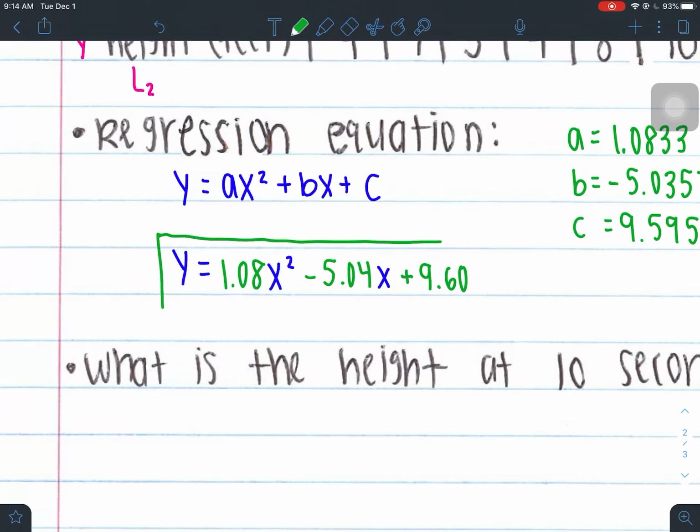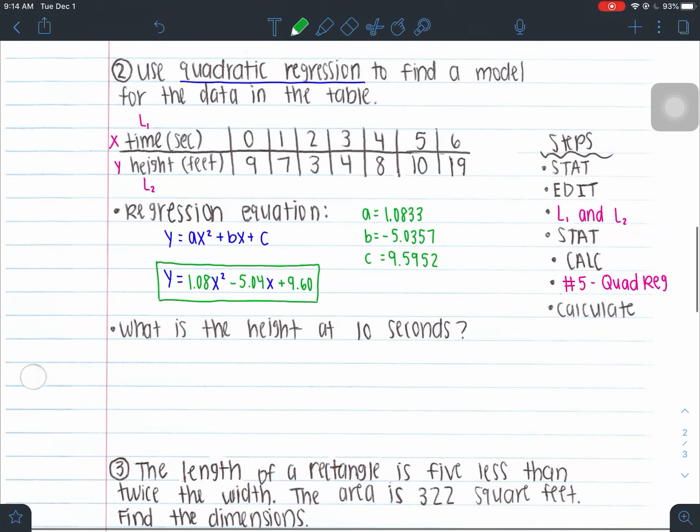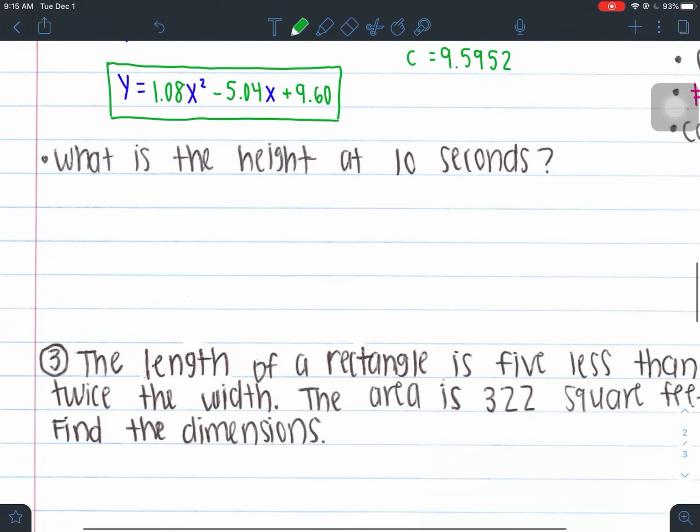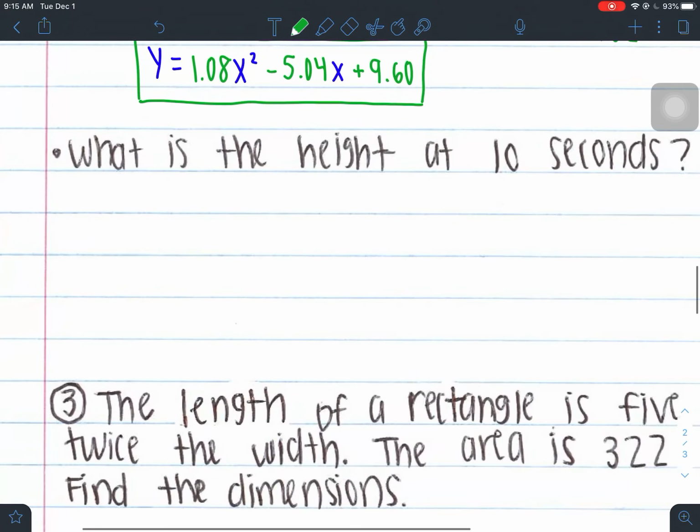So that is our regression equation. So that's the first part of this. We've got the equation. So our calculator did all of that for us. We didn't have to do anything. All we needed to know how to do was to type it into our calculator. The next thing it asks us is, what is the height at 10 seconds? So we're actually going to use the equation that we got and then calculate the height at 10 seconds.